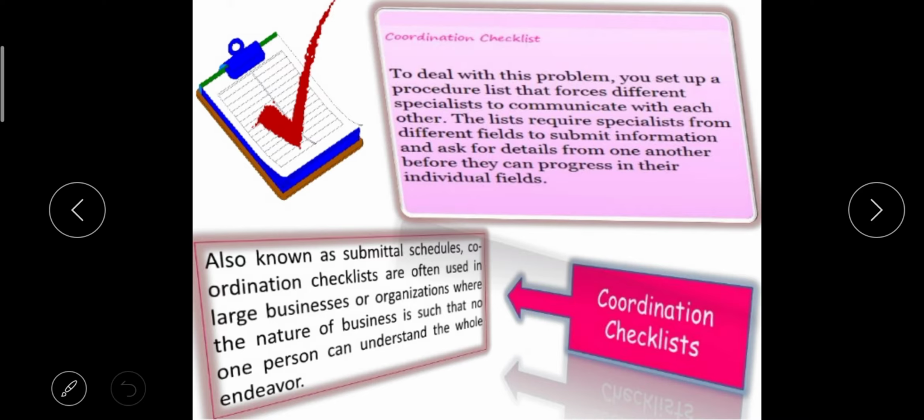Coordination checklists are often used in large businesses and organizations where the nature of the business is such that no one person can understand the whole endeavor. So that is the coordination checklist.